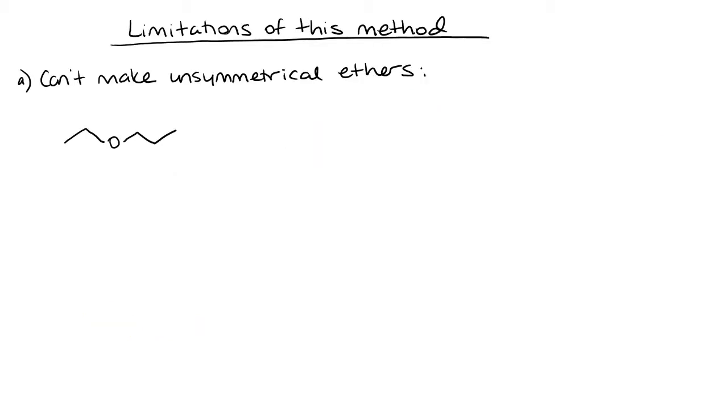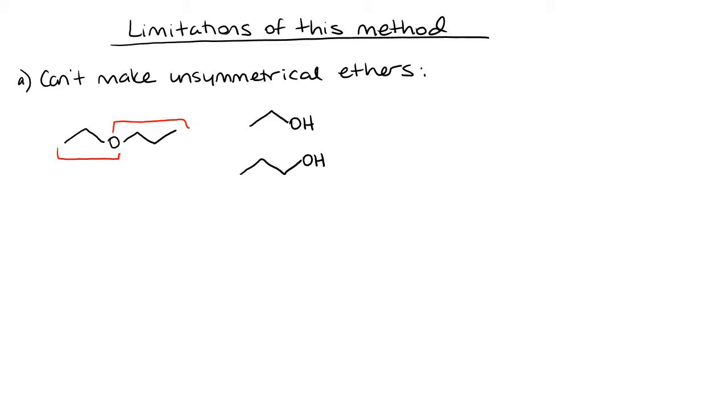Now there are a couple of limitations with this dehydration of alcohol method. The first one is you can't make unsymmetrical ethers. So in our previous example, we showed the formation of diethyl ether, which involved two ethanol alcohols. So in this example here, we would have an ether that has a 2-carbon chain and a 3-carbon chain. So that means you would need two different alcohols. You would need ethanol, which would provide the 2-carbon chain, and you would need it to react with propanol, which would provide the 3-carbon chain.